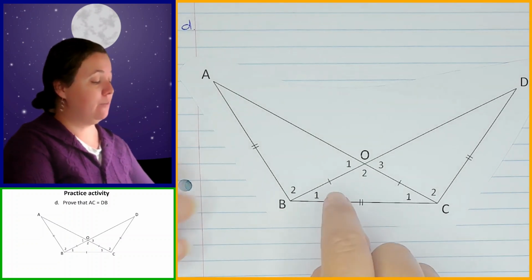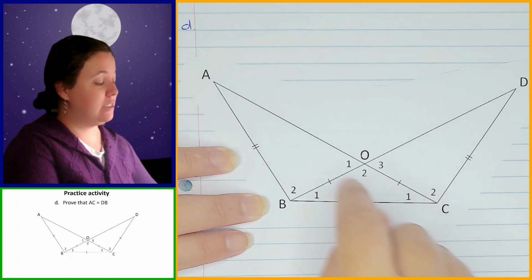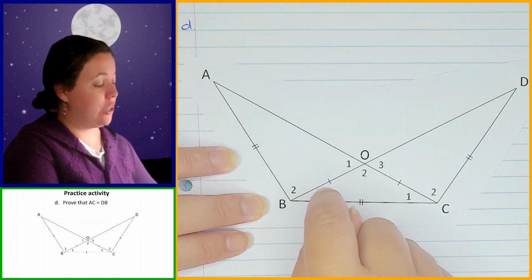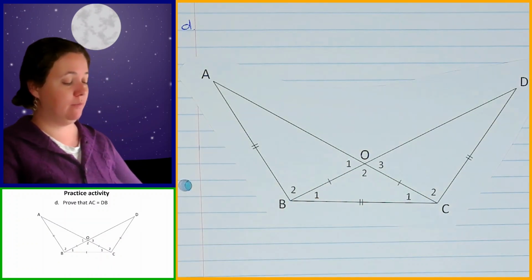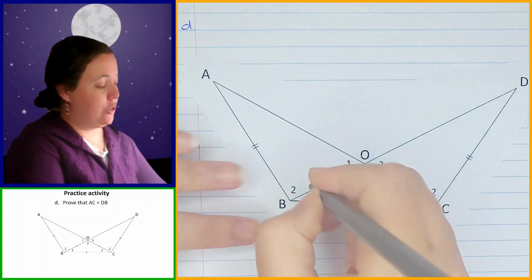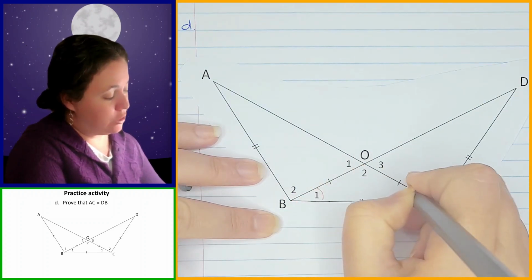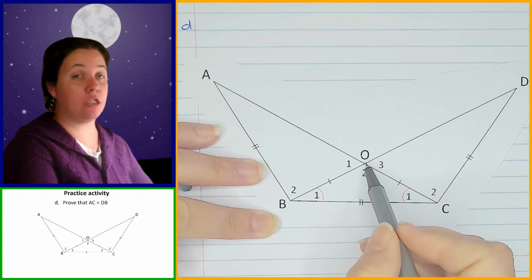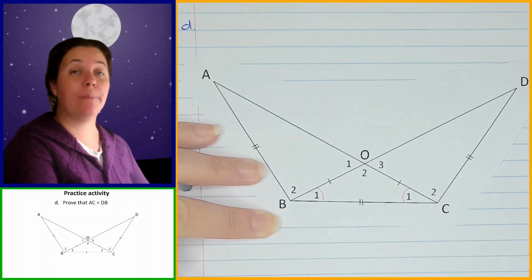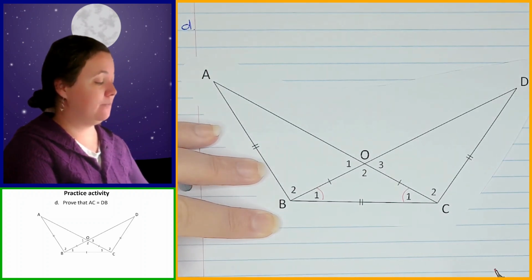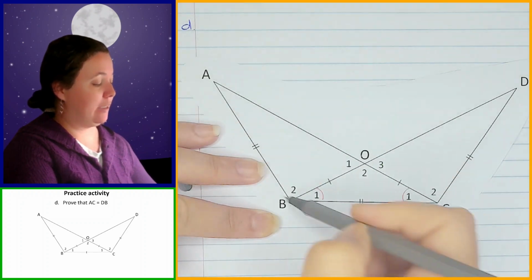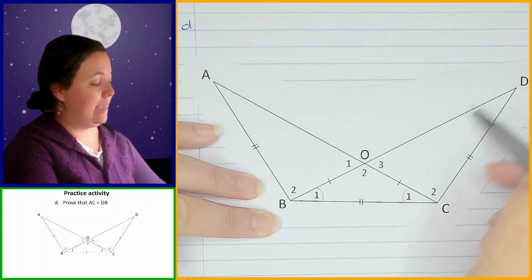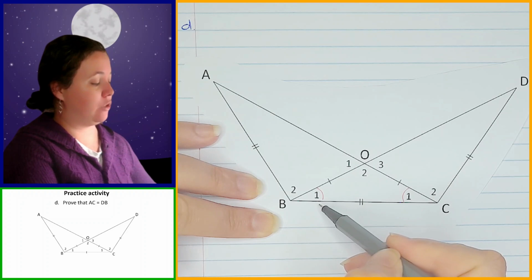I can prove that because this is an isosceles triangle, these two angles are going to be equal to each other. So I can say this angle will be equal to that angle because that's an isosceles triangle, okay? So that's one pair of angles that I can say are equal. In this triangle over here, that angle is equal to that angle in that triangle.